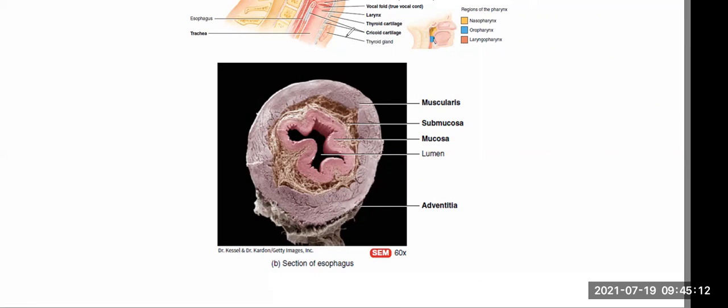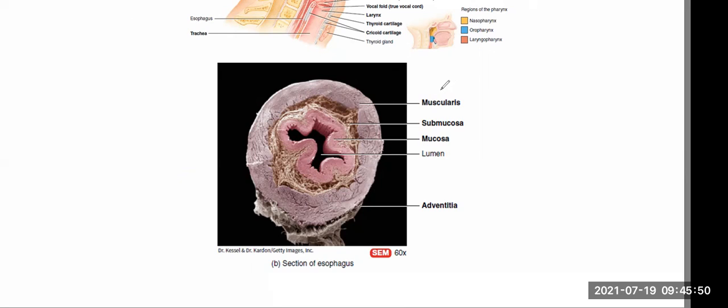But we have longitudinal folds in your esophagus, right? That closes this space, that closes the lumen when there is no food, and prevents air from entering into the esophagus, right? So the longitudinal folds that are present in your esophagus help the lumen to close when there is no food in the esophagus, right?